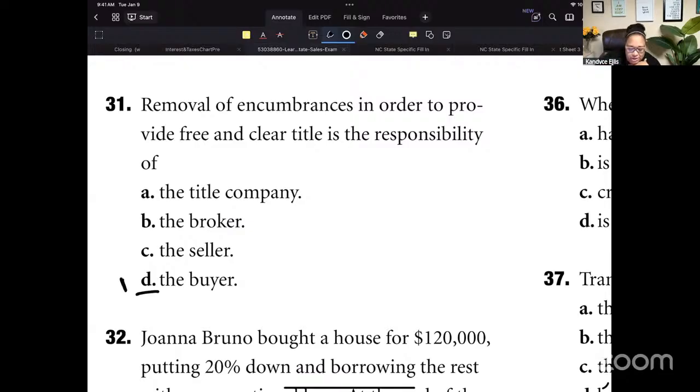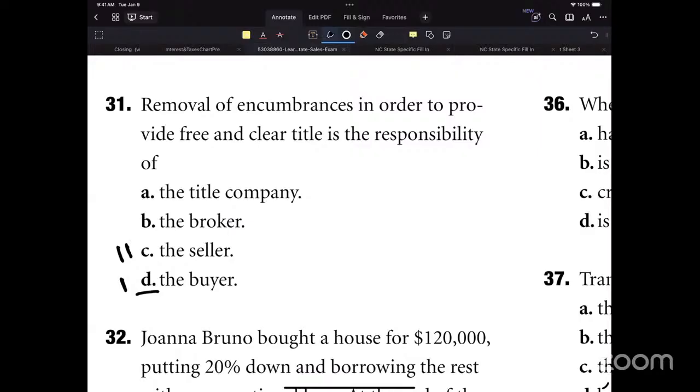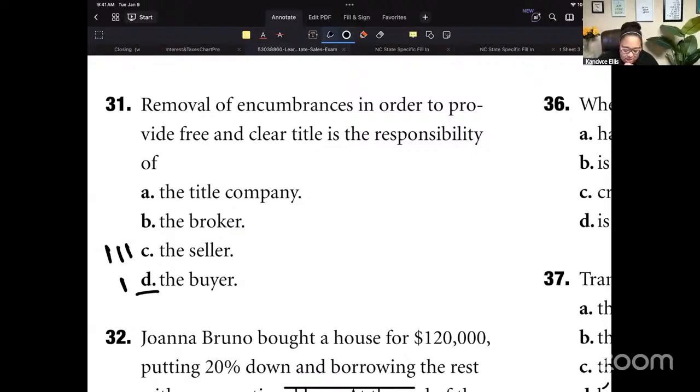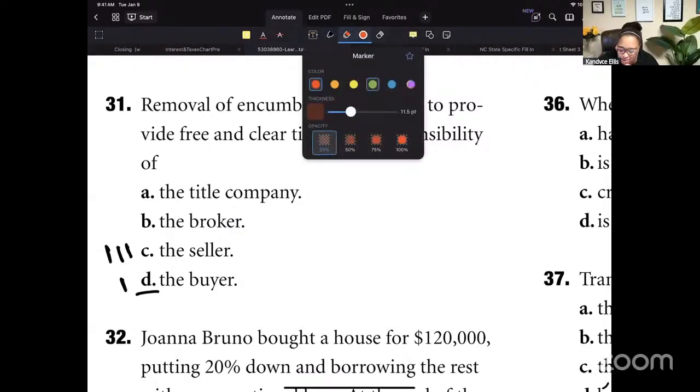Now, Trisha said it is the seller, right? And I think Caroline in our chat said it is the seller. I think it's seller. Sorry, I changed my mind. Seller, because the seller must give a free and clear title in order to sell. Stacy said C too. And you know what, guys? That is the right answer.